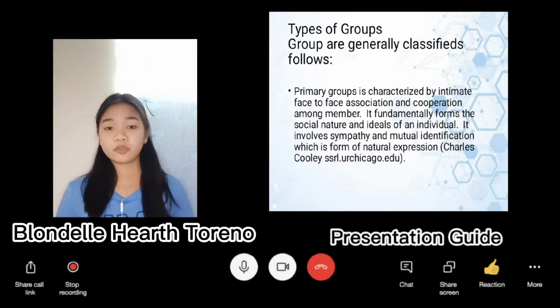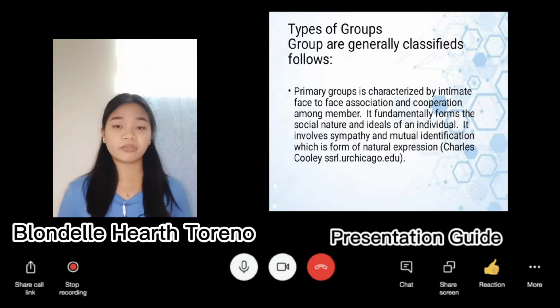So for the types of groups, we have primary groups and secondary groups. Primary group is characterized by intimate face-to-face association and cooperation among members. It fundamentally forms the social nature and ideals of an individual. It involves sympathy and mutual identification, which is a form of natural expression.